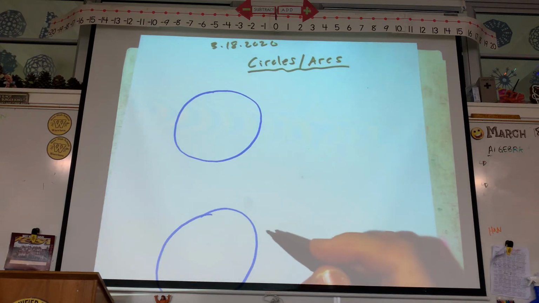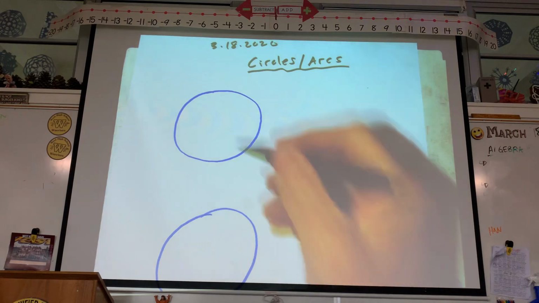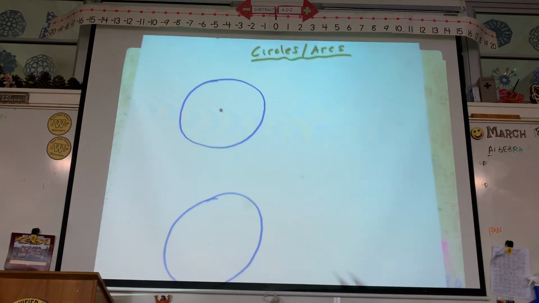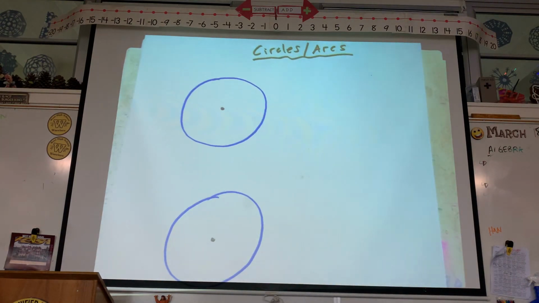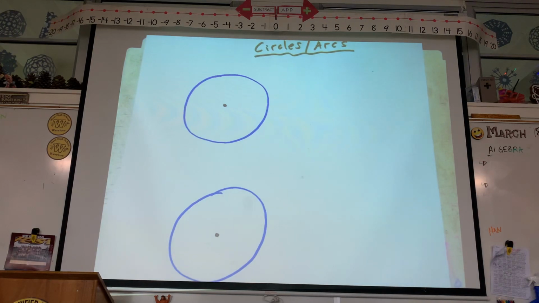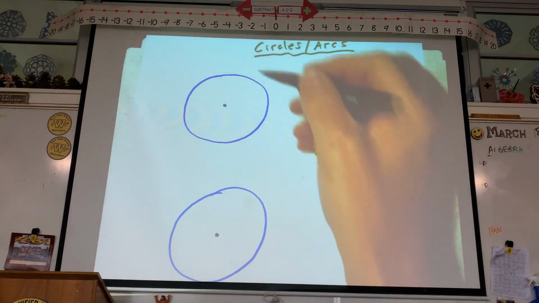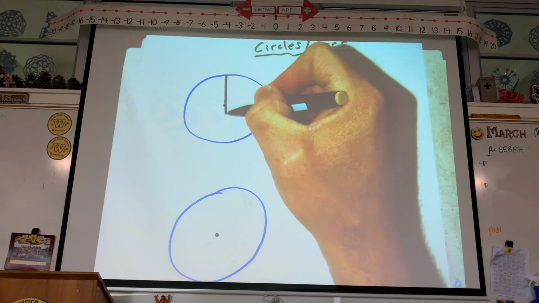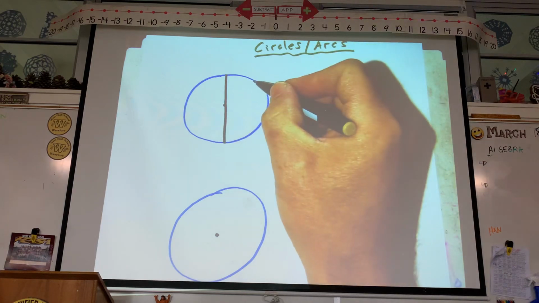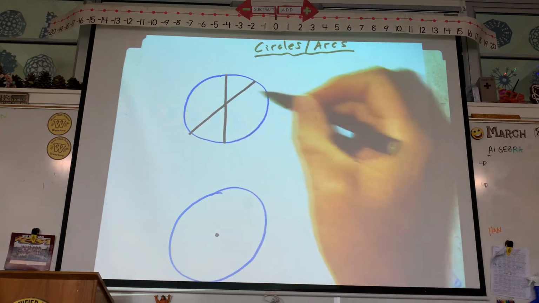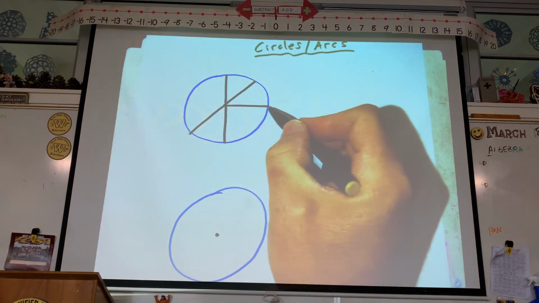And let me draw a couple things. Make sure that you put the centers in first, because then you can draw your diameters and your radii and stuff like that. So we're going to go straight through here and straight through there and draw another little guy over here.